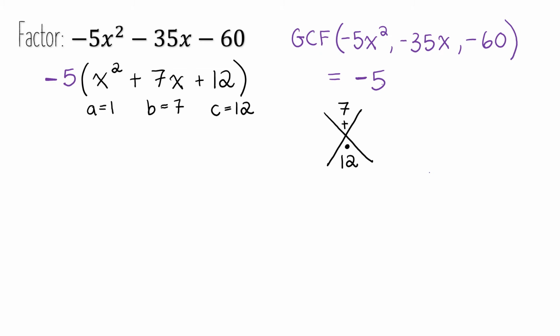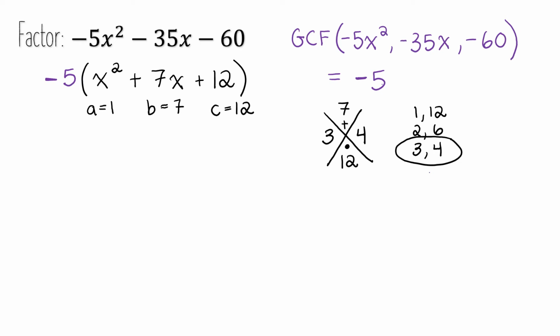So I'll start by listing the factors of 12, so that could be 1 and 12, 2 and 6, or 3 and 4. I could also look at the negative pairs, but since I'm trying to add to a positive number, I'm not too worried about that. The pair of factors that multiply to 12 and add to 7 are 3 and 4. So these are the coefficients I'll use to split my b term.